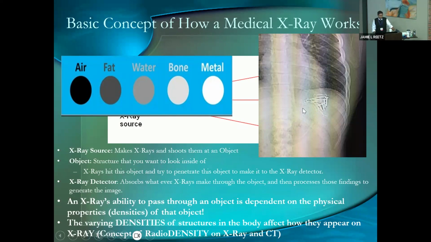If you're wondering, this is from my collection of stuff swallowed and or inserted. All radiologists have it. This here is an X-ray, and we can see that the paper clips and nails that the patient swallowed are very dense, so none of the X-rays got through that. That was very hyperdense, so that's going to be brighter on X-ray. The lungs are lucent or dark because there's air in them, so they're not very dense. All the X-rays got through that and hit the detector, so that's going to be dark.